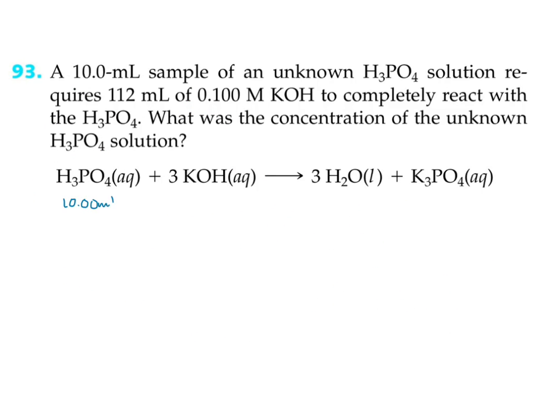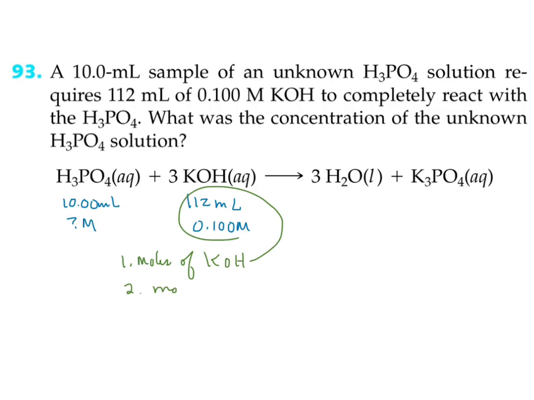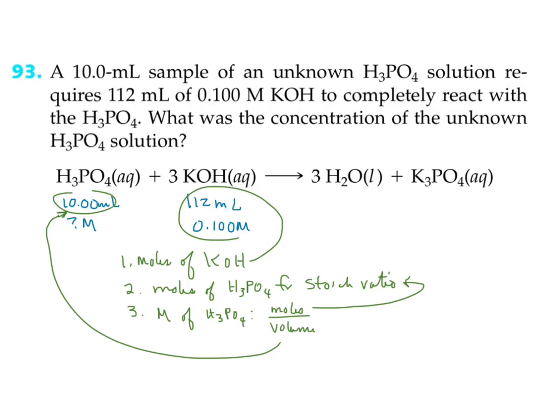And the next one. Okay, you can kind of see what you're given. And so what you know most about is the potassium hydroxide. We can get moles from volume and molarity of the potassium hydroxide. We can use the stoichiometric ratio then to get from moles of KOH to moles of H3PO4. Once we have moles, we can use moles and volume to get to molarity. So that's kind of how that works.